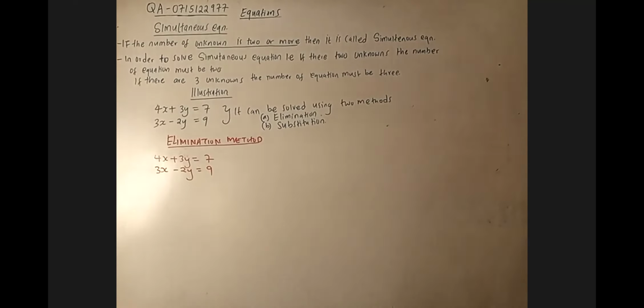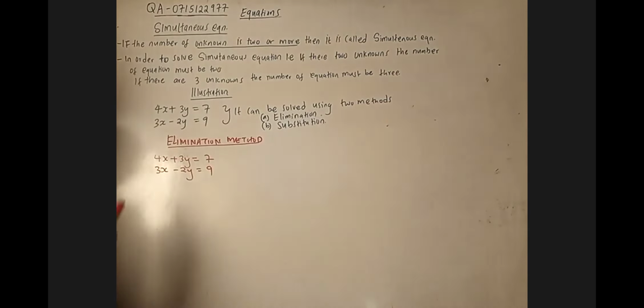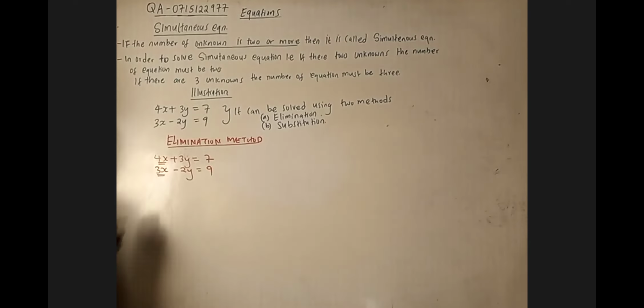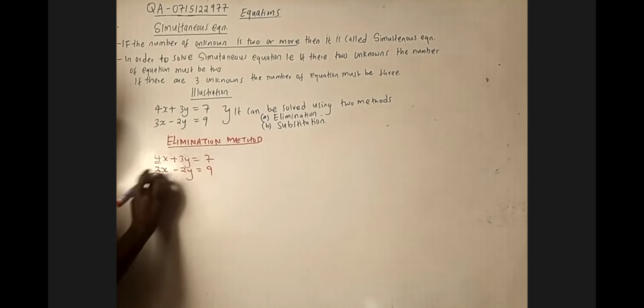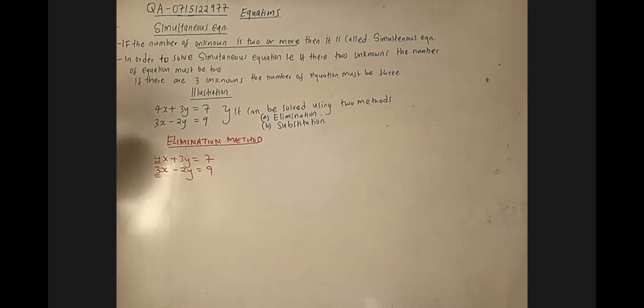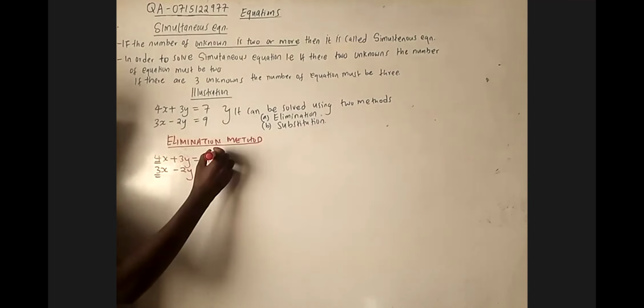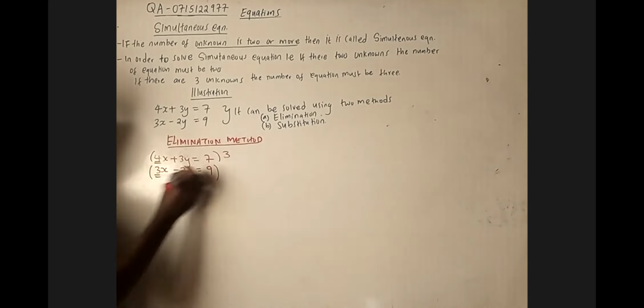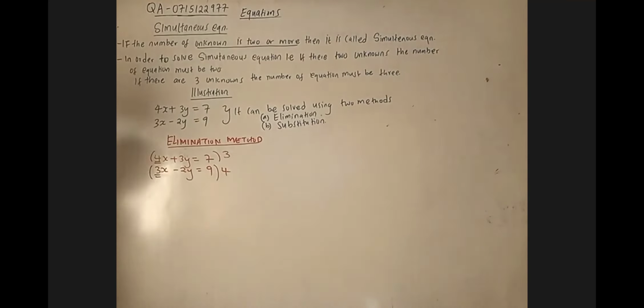You multiply the unknowns or the constant. So you multiply the parameters with a figure to make them equal. So let us make these parameters 3 and 4 equal. To make them equal, we multiply the first one with 3 and the second one with 4.